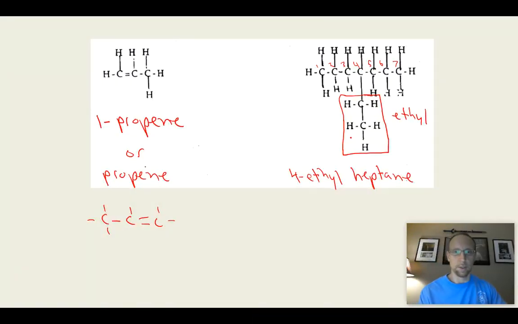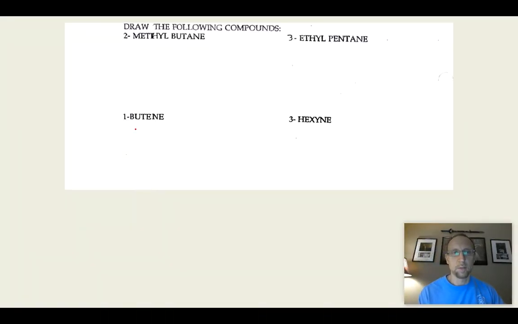So let's keep going. Let's move on to drawing these when I give you the name. Sometimes I think that's easier and it helps you out with being able to name them when given the structure too. So think about what's going on here. So let's take a look at the first example here, 2-methylbutane. So easiest way to do these is to just first draw the main chain, butane. So it's a 4-carbon alkane. That's easy. 1, 2, 3, 4.